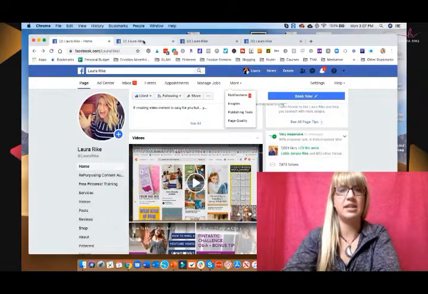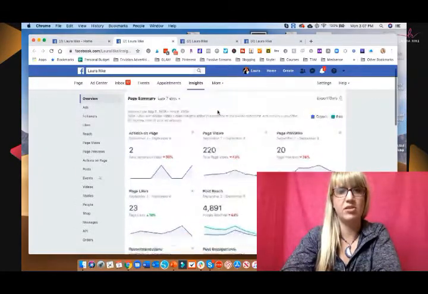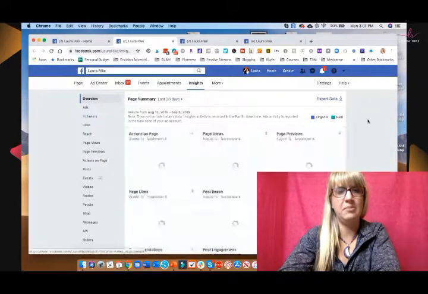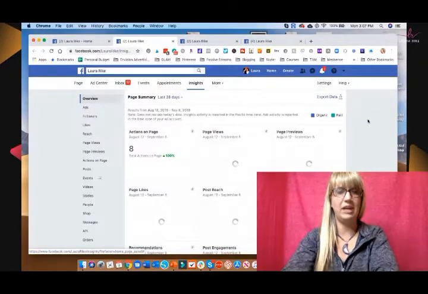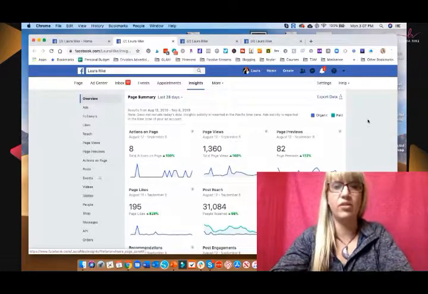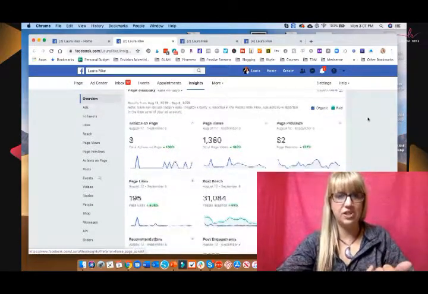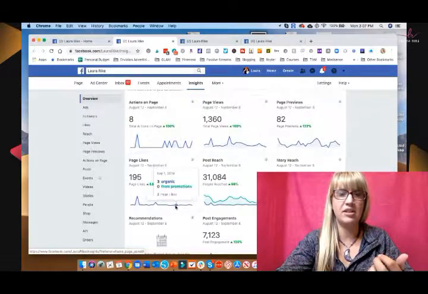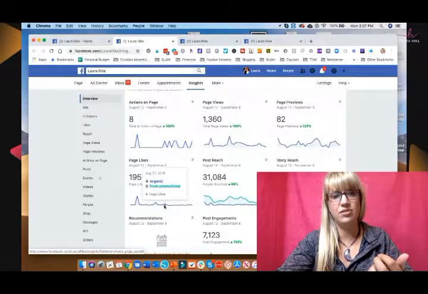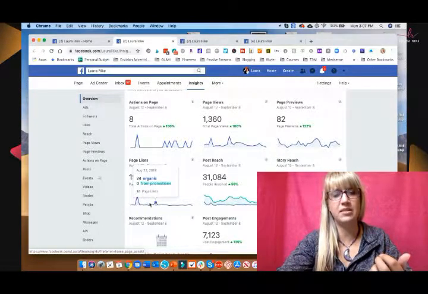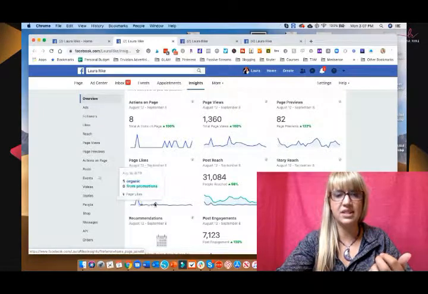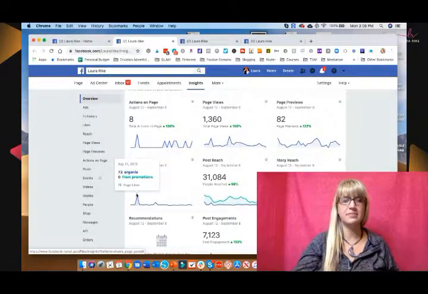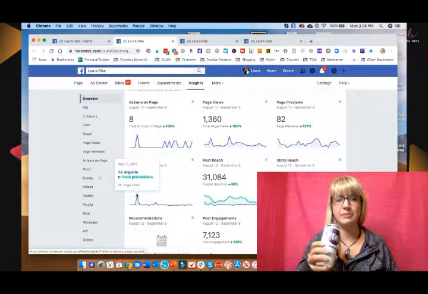So that's how you access Insights. I have a couple tabs pulled up here with Insights already open. You can see we can sort the page data on how the page is looking in terms of the overall summary: actions on the page, page views, the amount of likes that we're getting, if they're consistent or non-consistent, 2, 3, 2, 4. We have some spikes in here, which would be interesting to look at, the 23rd of August and the 15th of August, to figure out what was posted then and why there's a spike.